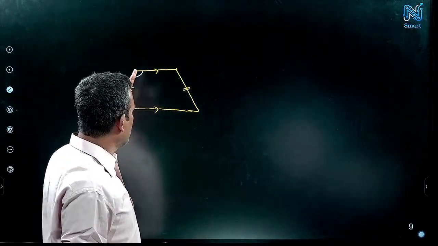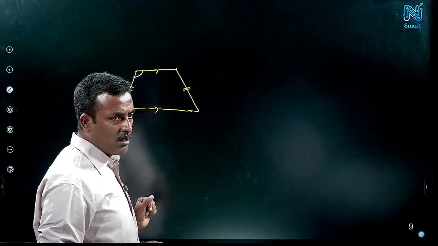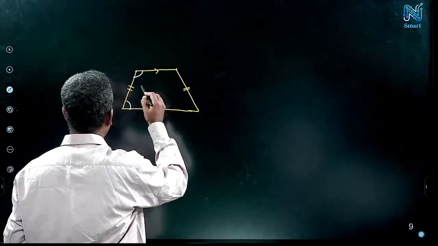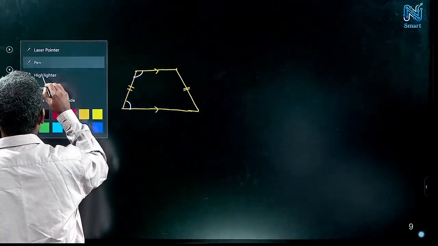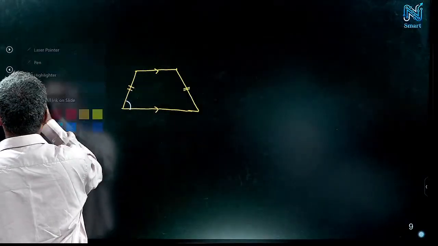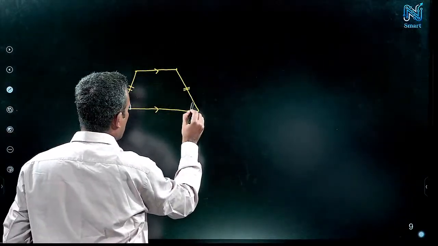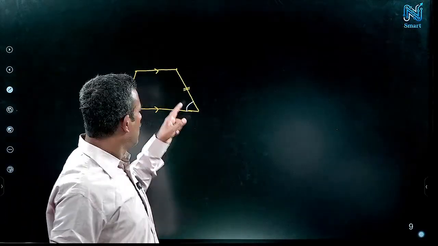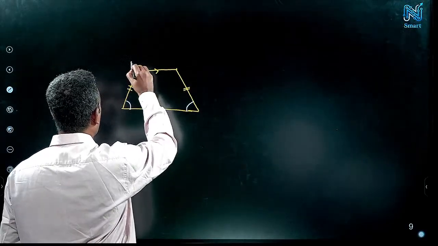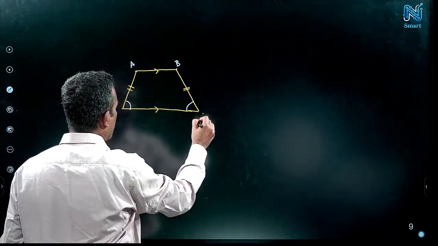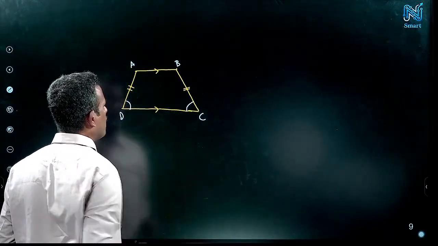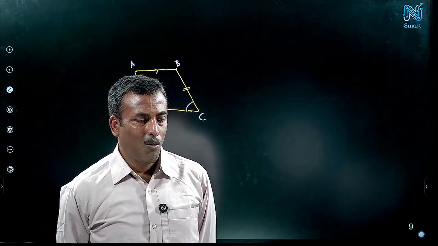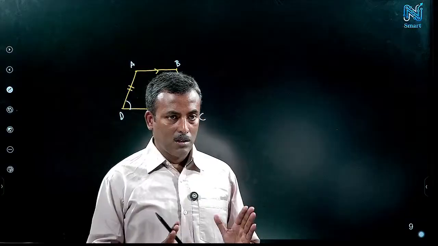For this reason, the sum of these two angles is 180 degree. And do you know that for isosceles trapezium, these two angles are equal? How do you prove these two angles are equal? For isosceles trapezium, angle C and angle D are equal, angle A and angle B are equal. Okay, we prove this both ways.